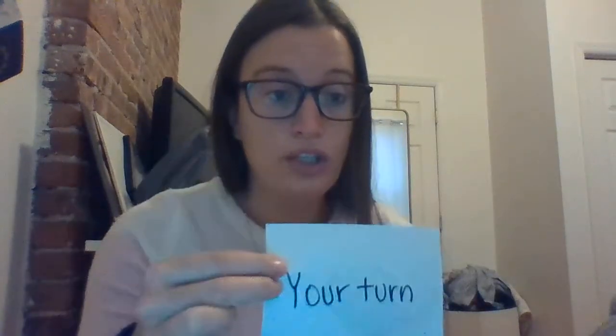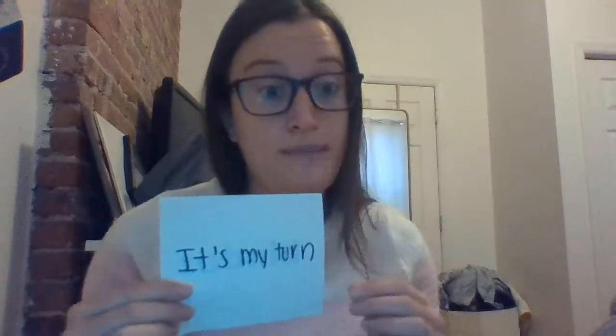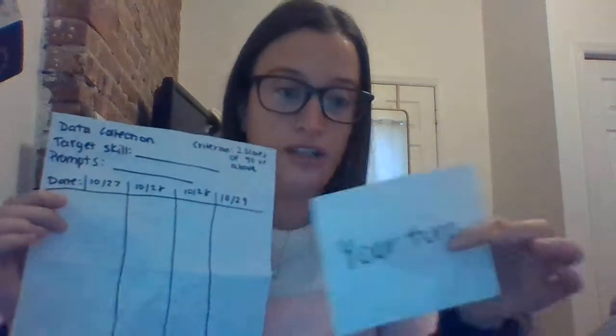And what's going to happen is, again, the goal is for him to take a turn, then say your turn, wait nicely for his peer to go, then cue his peer, oh, it's my turn. But I don't want to do both at once. I want to target one. So again, like I said, the data collection, first one's going to be your turn, text prompt.